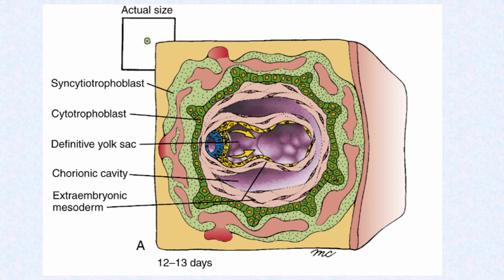By days 12 to 13, a second wave of migration of hypoblast cells produces a new membrane that migrates out over the inside of the extraembryonic mesoderm, pushing the primary yolk sac in front of it. This new layer becomes the endodermal lining of the secondary, or definitive, yolk sac. The pushing of the primary yolk sac also causes splitting of the extraembryonic mesoderm, forming the extraembryonic coelom, also called the chorionic cavity.